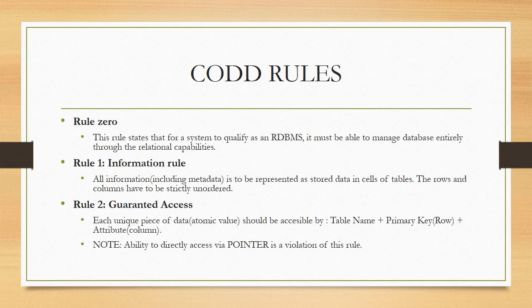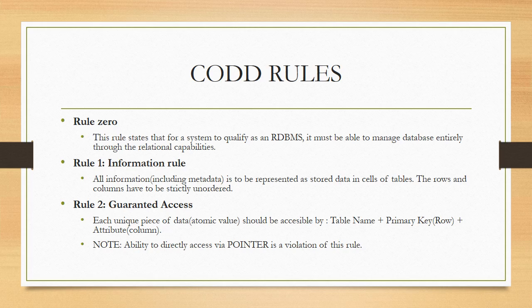Rule 1, the information rule. A database contains user data or metadata, and each of these should be stored in the form of rows and columns. In other words, data should be in table format.